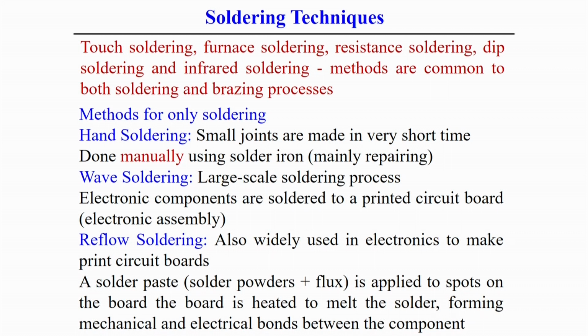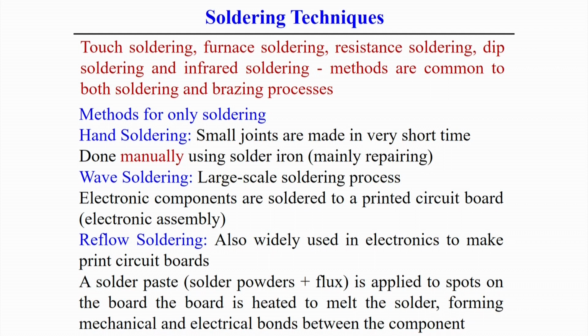So, definitely there are several techniques depending upon the type of the heat source, the use of different kinds of filler materials, or based on different methods. If we look into the different soldering techniques, we can find touch soldering, furnace soldering, resistance soldering, dip soldering, infrared soldering. All these methods are common to both soldering and brazing processes, but typically, what are the different methods of soldering?